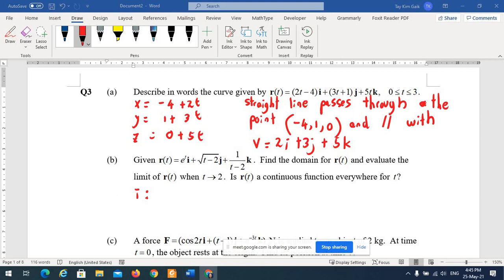Ahmad Abdinasir, tell me the domain for component i, where the function is e to the power t. So what is the domain? Ahmad Abdinasir, are you around? Yes. Yeah, tell me the domain for component i. What's the domain for e to the power t? Your domain is actually the t here. Is there any restriction for the exponential function so that the function can be defined?